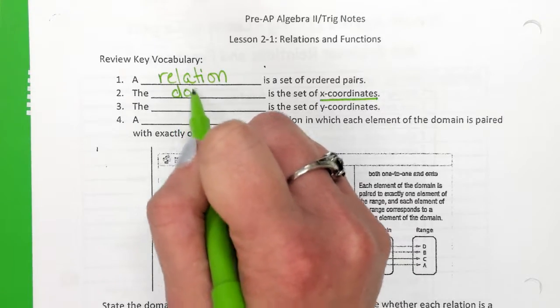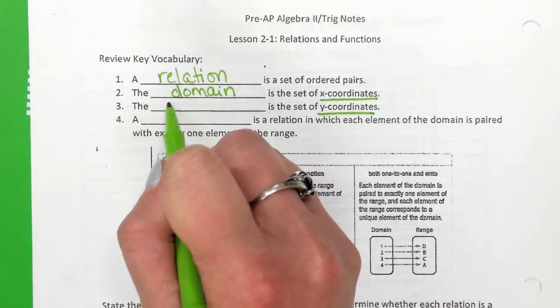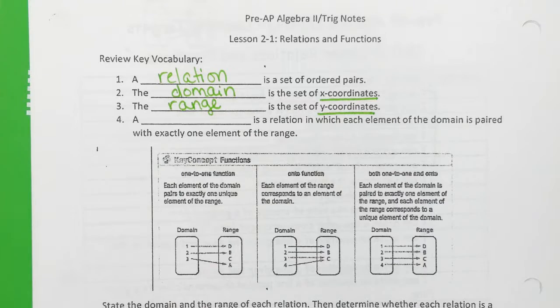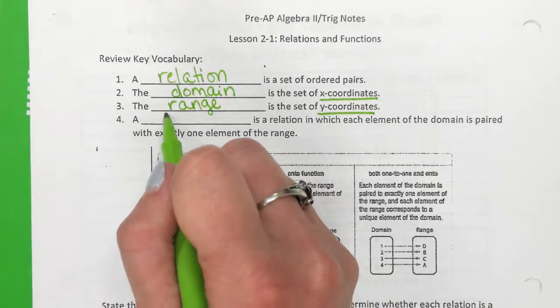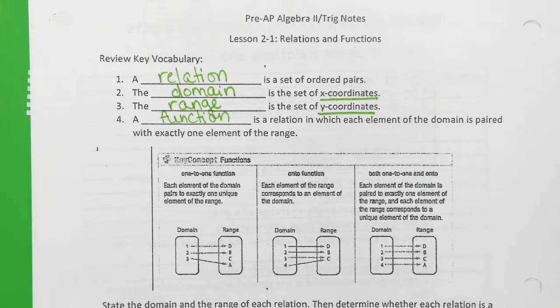That's the domain. Very good. And what are those y coordinates? That's the range. All right, now look at the title. Look at the title. A function has one x value paired with one y value, right?